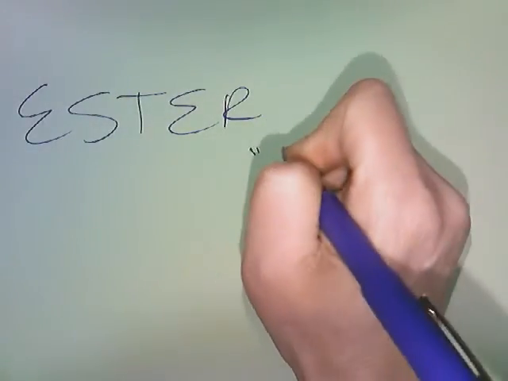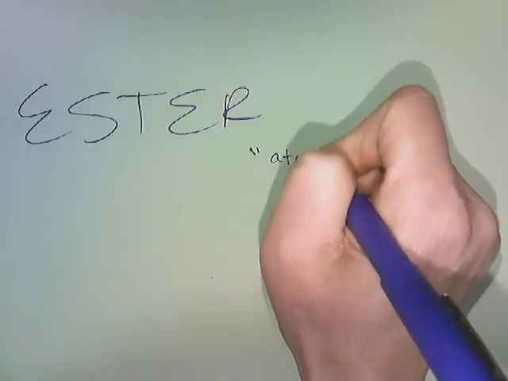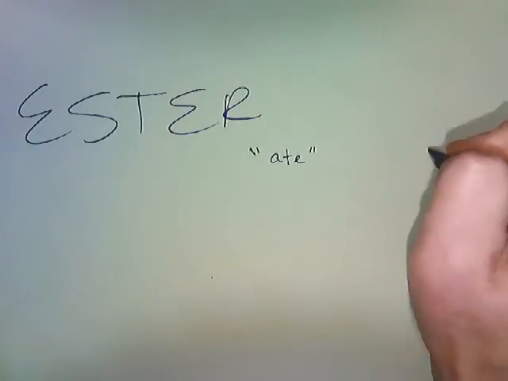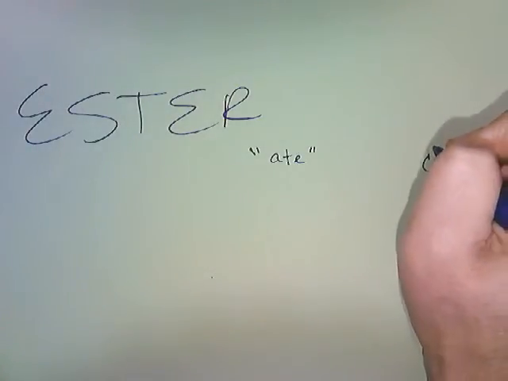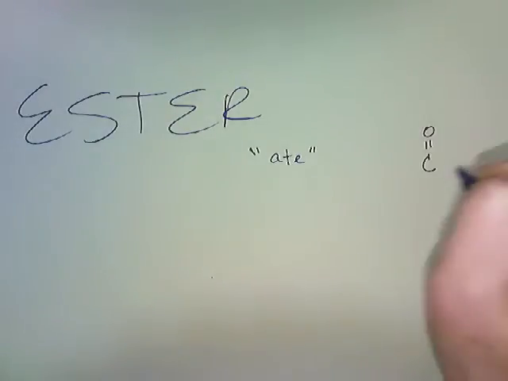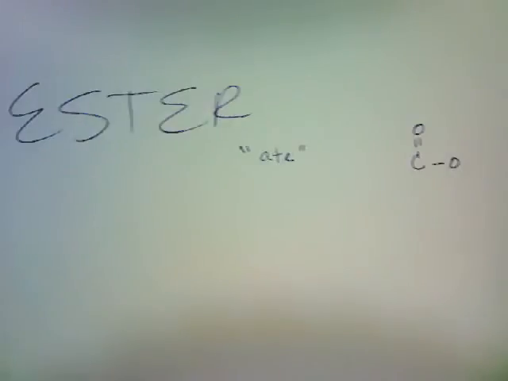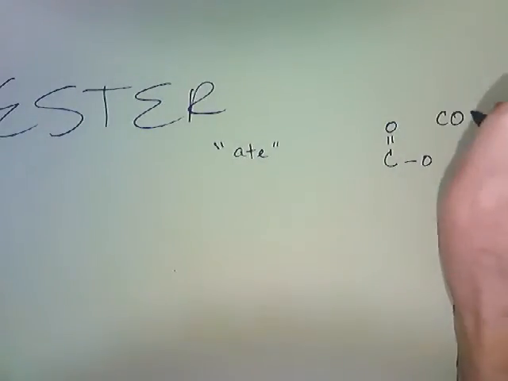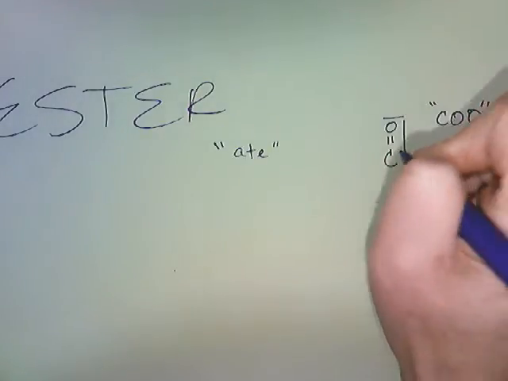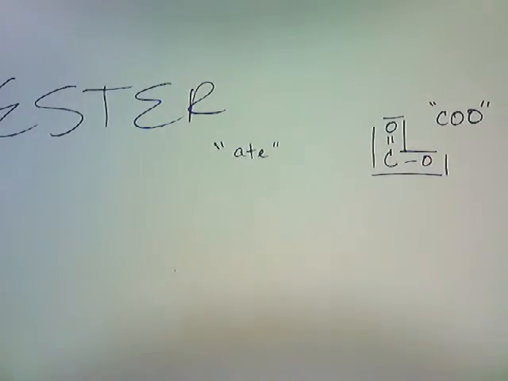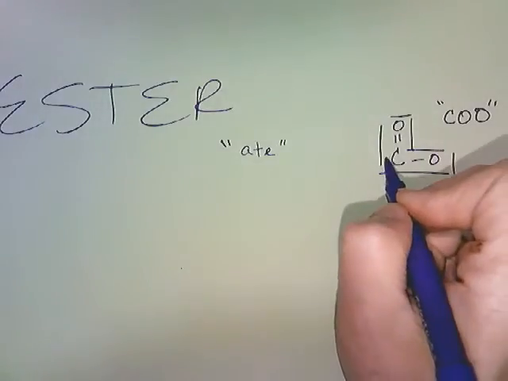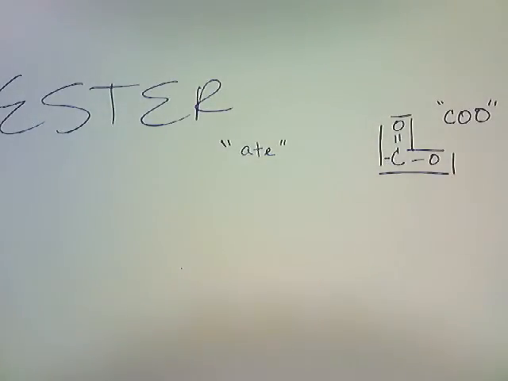Esters. Okay, so esters end in OATE. And they have a C, double bond O, with an O. So it's a COO group, I like to call it. A COO group. So something's going to bond to that C over here, and that O is going to also bond.